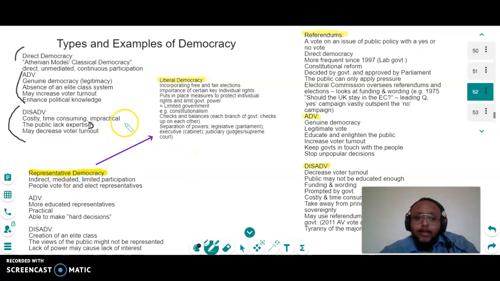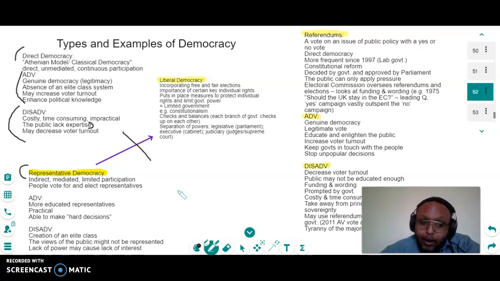Okay, so if we ignore this arrow here and focus on representative democracy, so that's what democracy looks like in the majority of Western countries today. So this is an indirect form of democracy where it's mediated and limits participation. People vote for and elect representatives. So that's why it's called representative democracy.